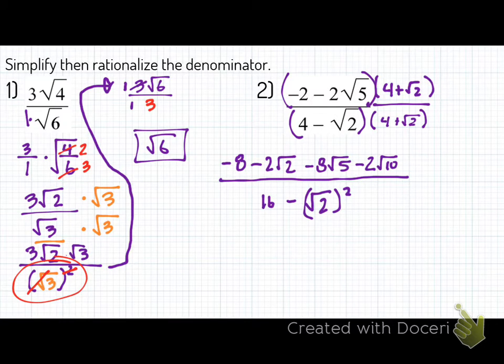Now let's look at this numerator. This numerator is kind of crazy looking, right? Can I combine anything? No. I can't even simplify anything. Like these rad 10, rad 5, rad 2, I can't do anything. And this one doesn't even have a radical. So don't worry about it, just rewrite it. There aren't any like terms, so we're just going to bring down everything that's there. So I'm bringing down the numerator.